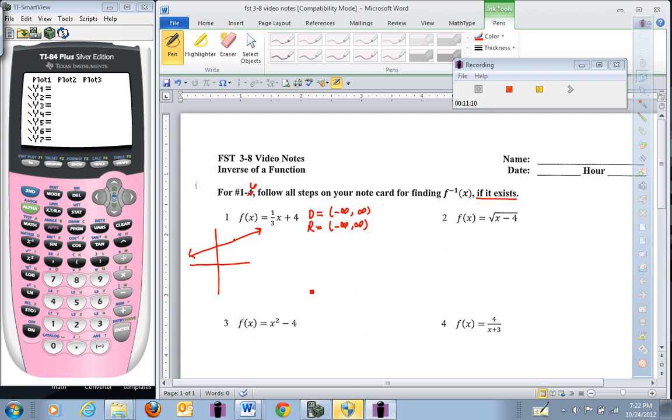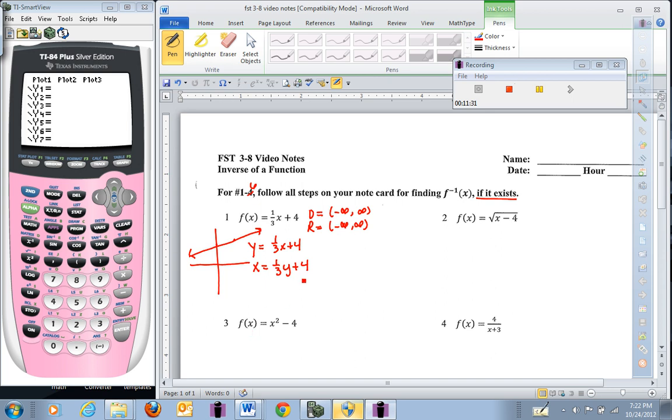And it says you're going to replace f of x with y. So we're going to write y equals 1/3 x plus 4. Now we're going to switch the x and the y around. So x is going to equal 1/3 y plus 4. Just simply switching x and y. The next step says we're going to solve for y.